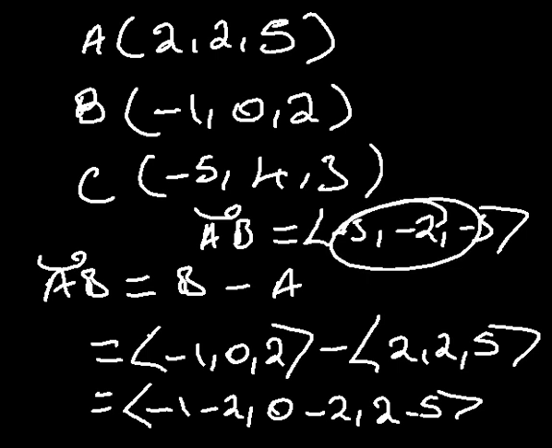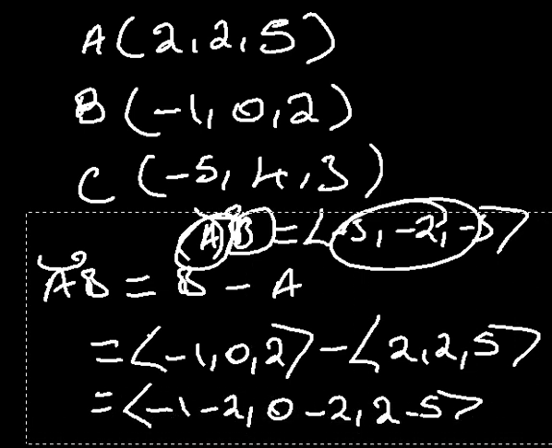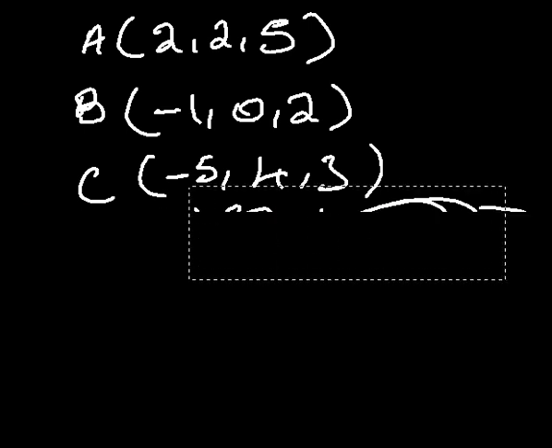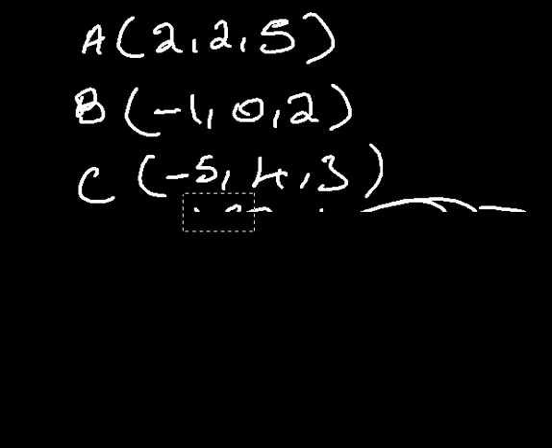So always remember that the coordinates of B should subtract those of A. Now we express them in terms of the vector in component form. So keep that in mind.